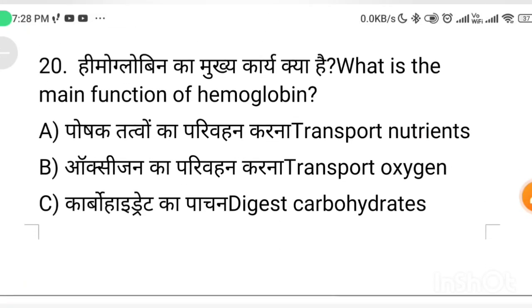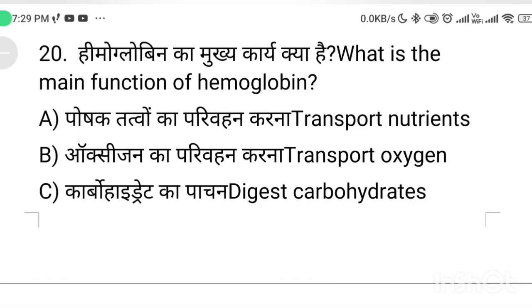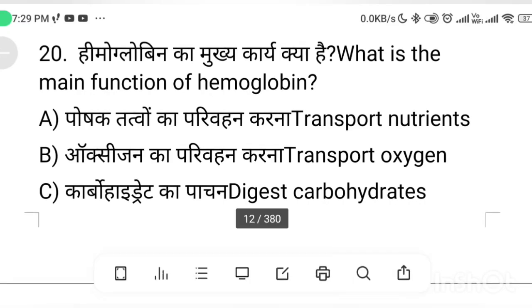Next question. What is the main function of hemoglobin? Option A, transport nutrients. Option B, transport oxygen. Option C, digest carbohydrate. Option D, aid in respiration. Correct answer is option B, transport oxygen.